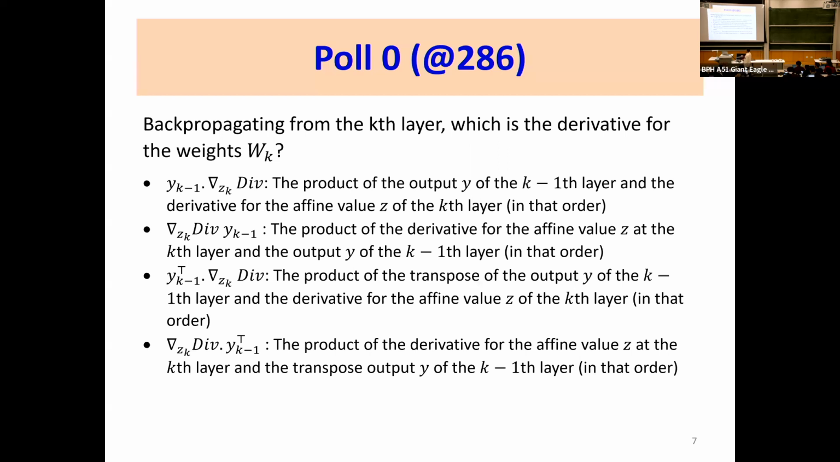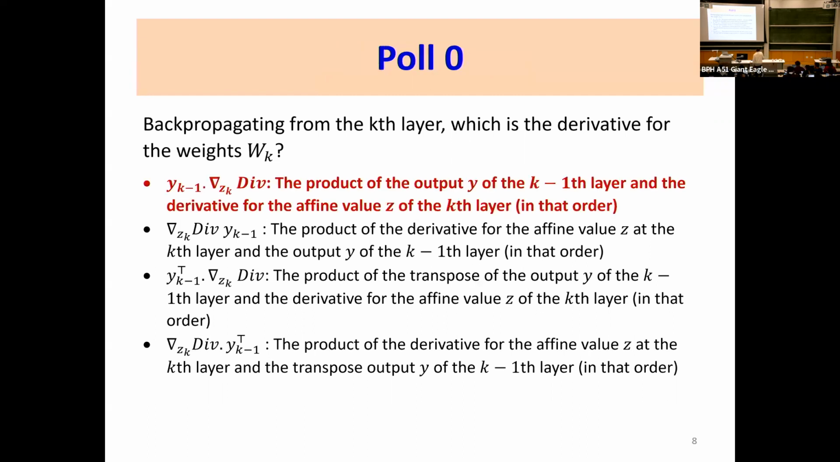Can anybody tell me the answer here? Someone say it aloud. What is the derivative of the divergence with respect to the kth layer weights? A is the right one, right? We saw this in the vector format: the derivative of the divergence with respect to any weight matrix is the product of the input to the weight matrix and the derivative of the divergence with respect to the output of the weight matrix. The rest of them are wrong answers.